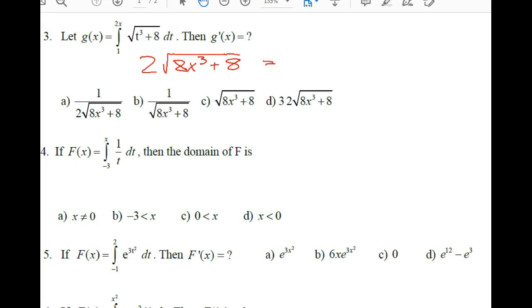For d, is it 32 in front of it? I think it's just a typo. That's what I thought. The answer is D without the 3. That's annoying. It's multiple choice, but the answer is D without the 3. That 3 is a typo. Oh, okay.